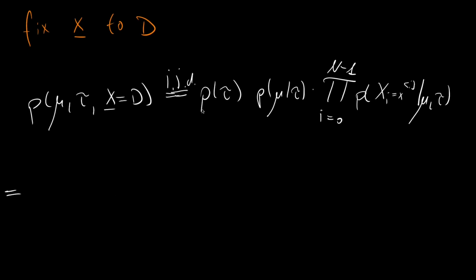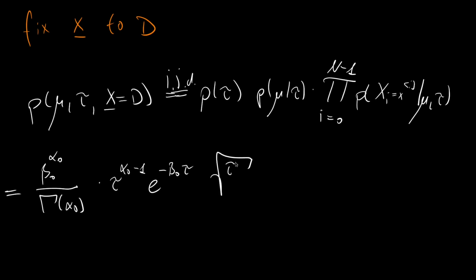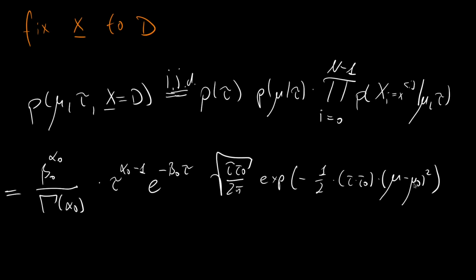So for the P of tau, we get our gamma distribution, and first the normalization constant of beta 0 raised to the alpha 0 divided by the gamma function of alpha 0 times tau raised to the alpha 0 minus 1 times e to the minus beta 0 tau. Then we have our distribution over mu given tau, which is first the normalization constant tau 0 over 2 pi, then the exponential of minus 1 over 2 times tau 0 times mu minus mu 0 in brackets squared. And again, recall mu 0, that is our fixed hyperparameter, so it is a distribution over mu.